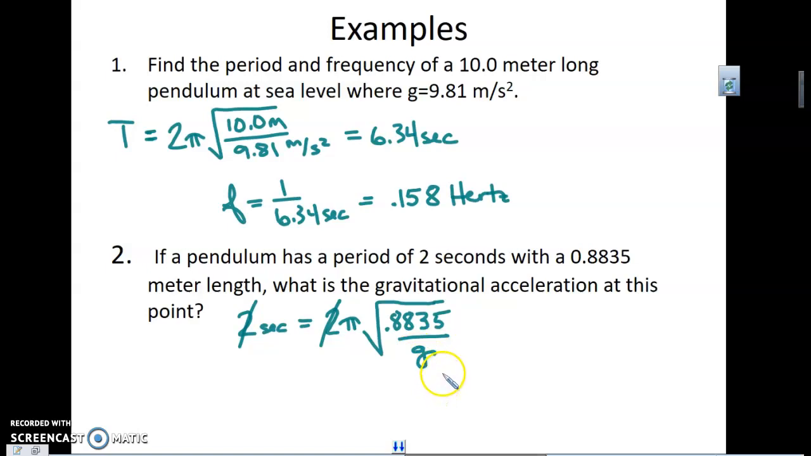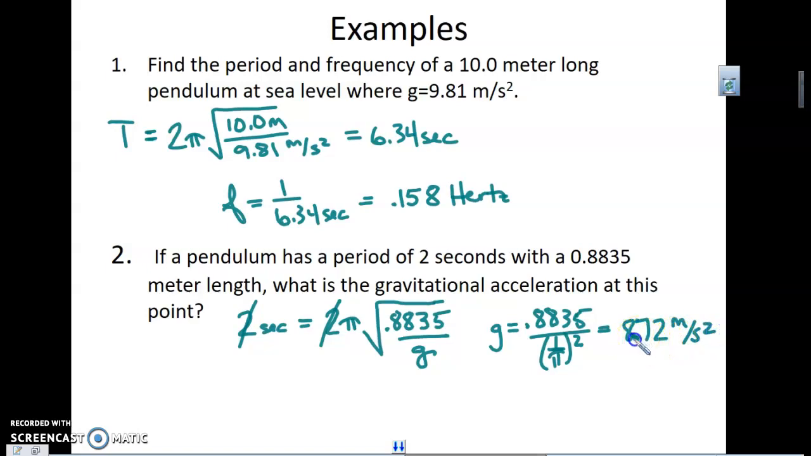All right, so go ahead and solve for g, and make sure that you can do that. You basically end up with here, you remember that algebra? It's kind of annoying. You end up basically with 1 over pi squared there on the bottom. So just make sure algebraically that makes sense to you. And you end up with 8.72 meters per second squared.